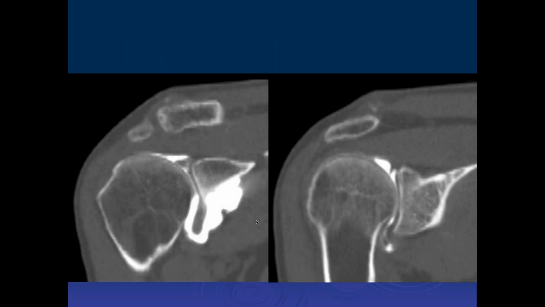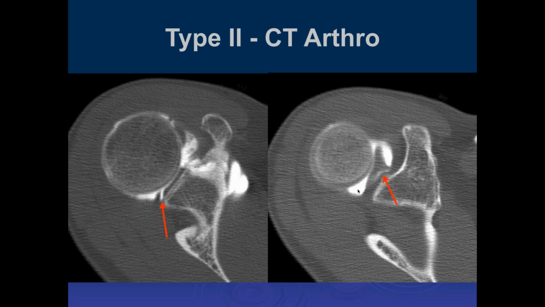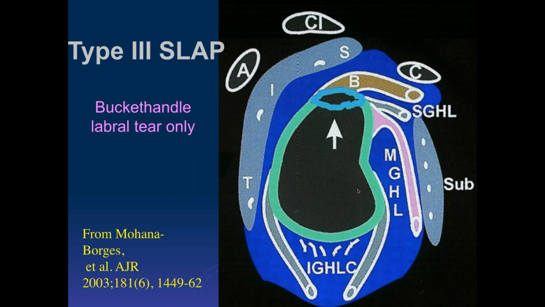Okay, we have a CT arthrogram, and it seems that there is contrast going through the superior labrum. Yeah, we have a superior labral tear. Okay, it's going posteriorly as well, so it's like a SLAP tear. So that's just a CT arthrogram also showing the SLAP tear. Okay, so that's kind of type 2 SLAP tears.